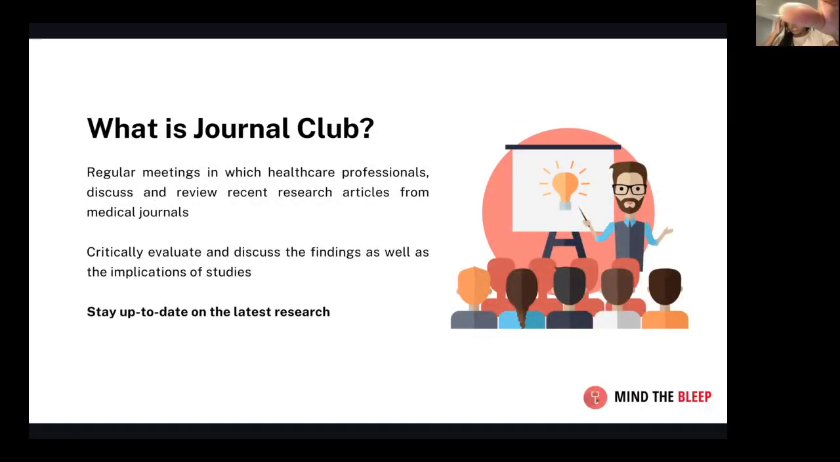Okay, so what is Journal Club? Journal Clubs are regular meetings in which healthcare professionals discuss and review research articles. A presenter would pick an article for their presentation and send it out to their colleagues ahead of time. This would give everyone a chance to read through the article and have an idea of what the topic will be. It also gives them the opportunity to come up with questions or points to discuss after the presentation, which is what Journal Club is all about. The article is critically evaluated and it helps people to stay up to date on the latest research.